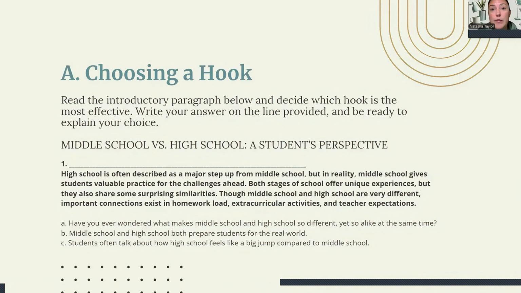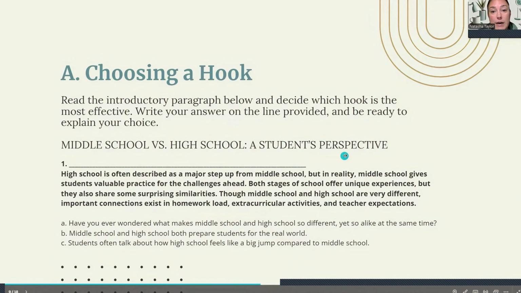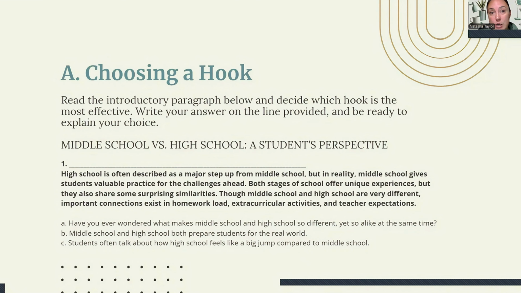And so let's start with choosing a hook. You are going to read this introductory paragraph with me, and we're going to decide which hook is the most effective. And we're going to write our answer down on the line provided or in your notebook and be ready to explain your choice. So for this one, the title is middle school versus high school, a student's perspective. And we want to choose the right hook that would go here before the remaining aspects of the introduction paragraph.